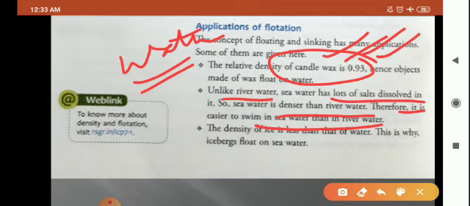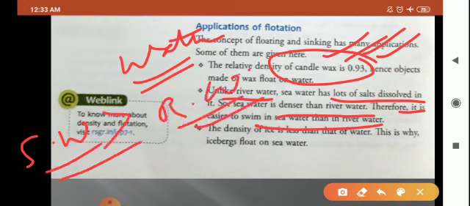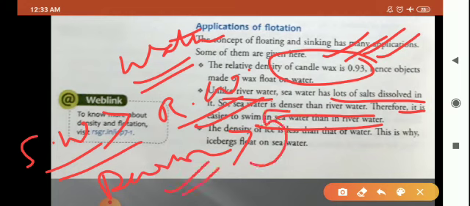Yes or no children? You all know that sea water is salty. Salty means a lot of minerals and salts are dissolved in it, or the concentration of salt in sea water is more as compared to river water. Therefore we can say that sea water is denser than river water. So that is the reason it is easier to swim in sea water as compared to river water.